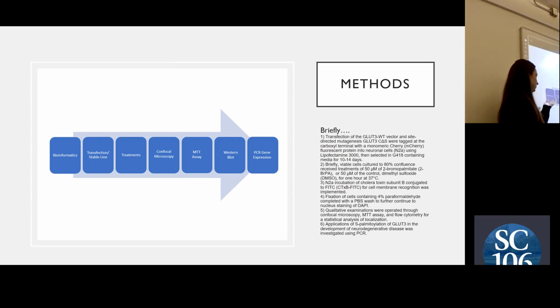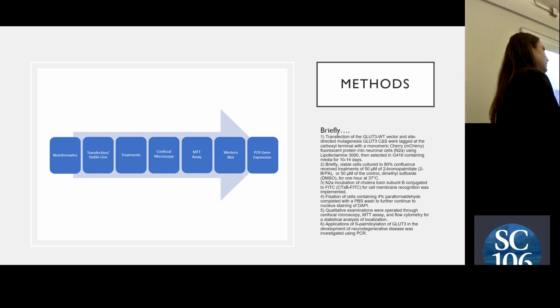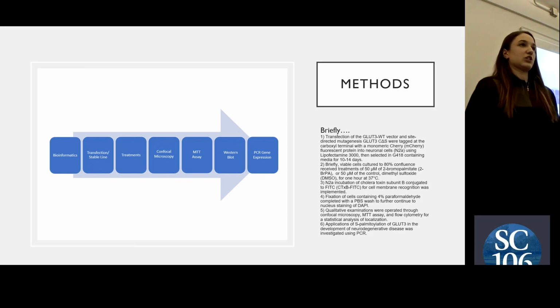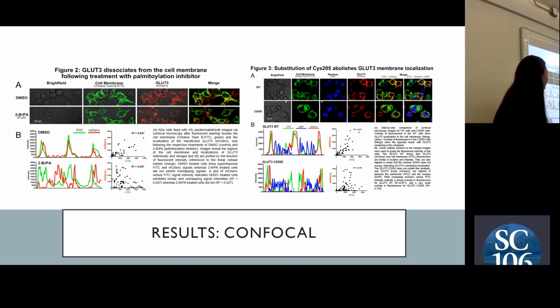For our methods, after we confirmed with bioinformatics that we were interested in this specific GLUT isoform, we transfected wild type and mutant cells, which I'll show later, and gave the cells various treatments to run various experiments and assays to determine if palmitoylation is seen in some of these cells. So I included our figures. I think I can speak on behalf of our team that we love these figures. We love how they turned out. So really quickly, I'll show you what's going on here.